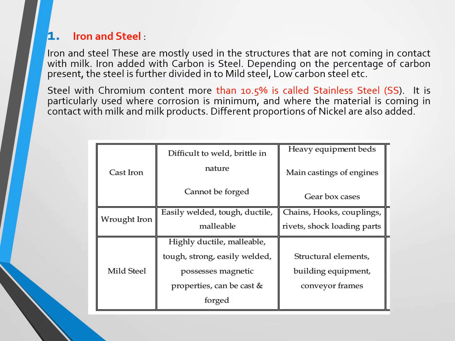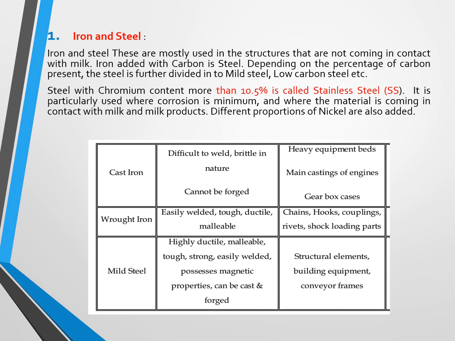Okay, so first we will see iron and steel. This iron and steel are mostly used for the construction of structures, like any kind of civil structure, like beams or any flooring. This civil structure does not come in contact with the product. So iron and steel are used mostly for making bases and for civil construction purposes.